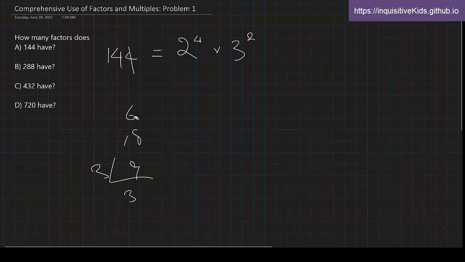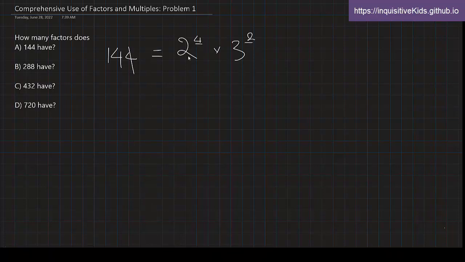Alright, now we have this. Do you still remember the steps we learned from the last video? Well, we take the exponents of each of these prime factors, which in this case is 4 and 2, and we add 1 to each of them. So this becomes 5, this becomes 3. Multiply and we get 15 different factors. So this is 15.